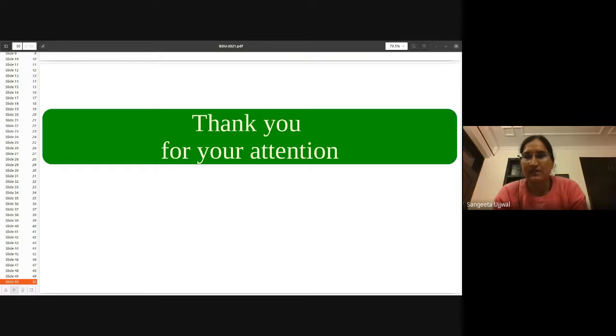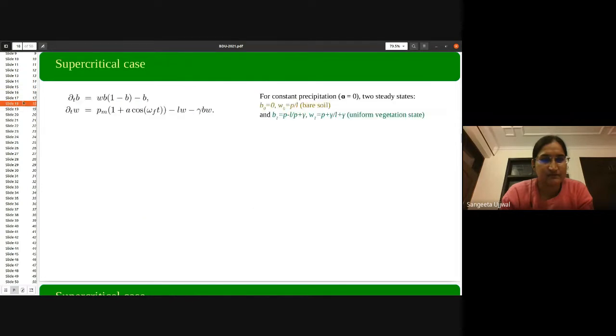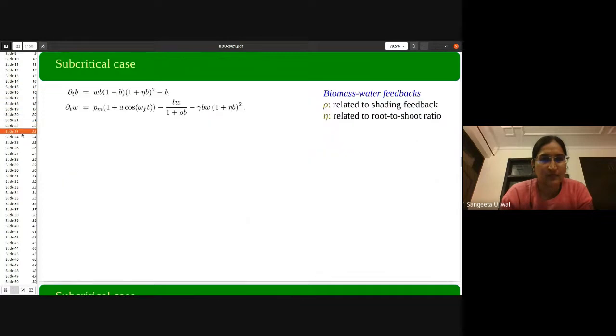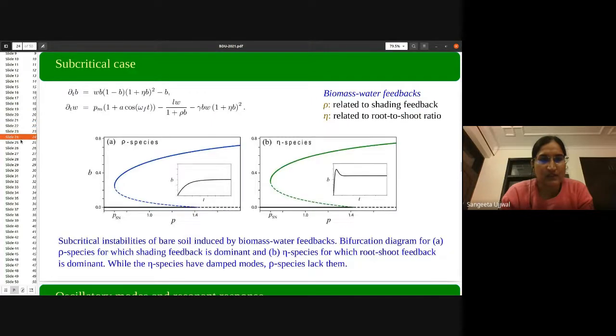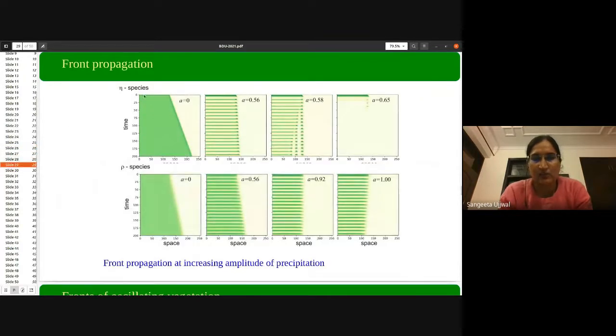But in the case that I have discussed here, where we study the front, we started with non-uniform initial condition. So half of the terrain, or half of the space, has some finite value of B, and for the other half we have given B equals zero. So we started with this initial condition. So this is non-uniform.